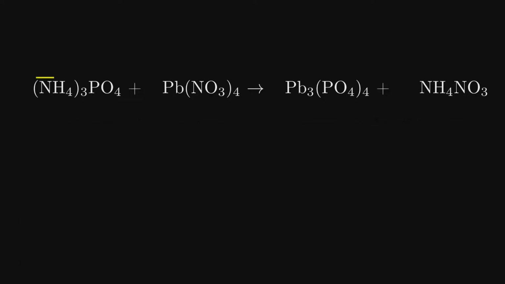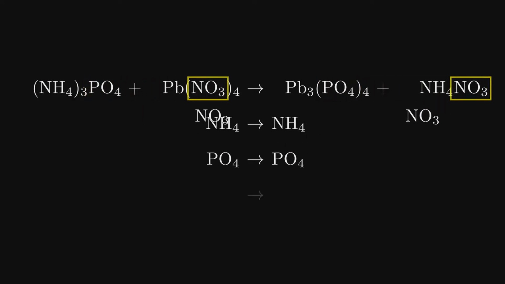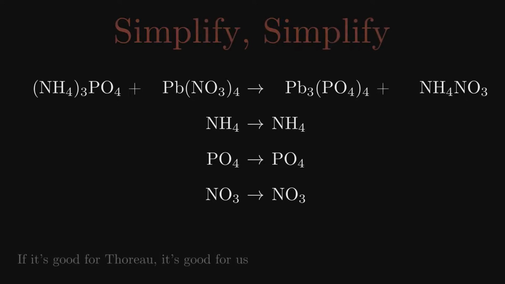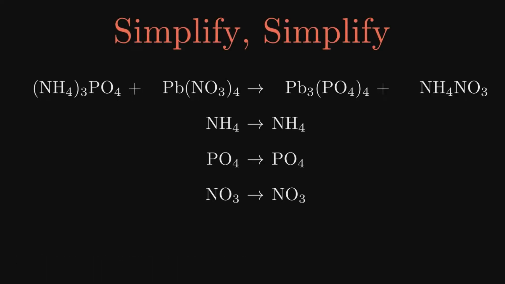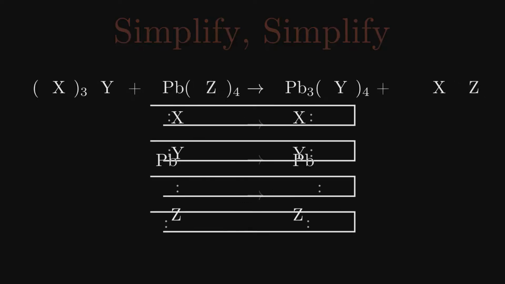Notice that there is NH4 on the left, and then another NH4 on the right. Same goes for PO4 and NO3. These polyatomic ions may not be individual atoms, but they don't change either. This means we can substitute in whatever we want in order to simplify what we are looking at. I'm going to replace NH4 with X, PO4 with Y, and NO3 with Z. Counting the atoms is much simpler here.